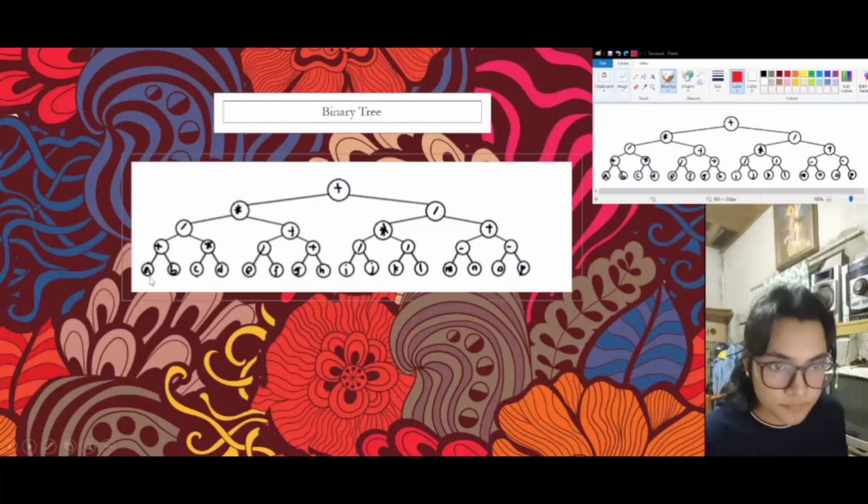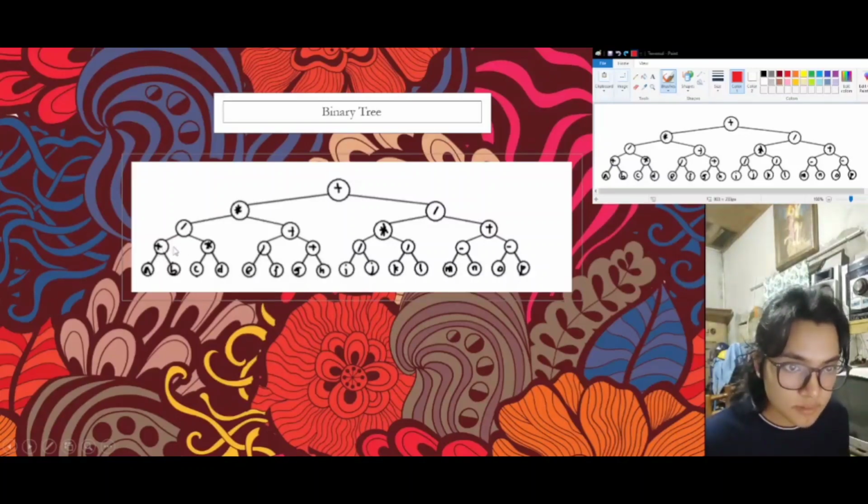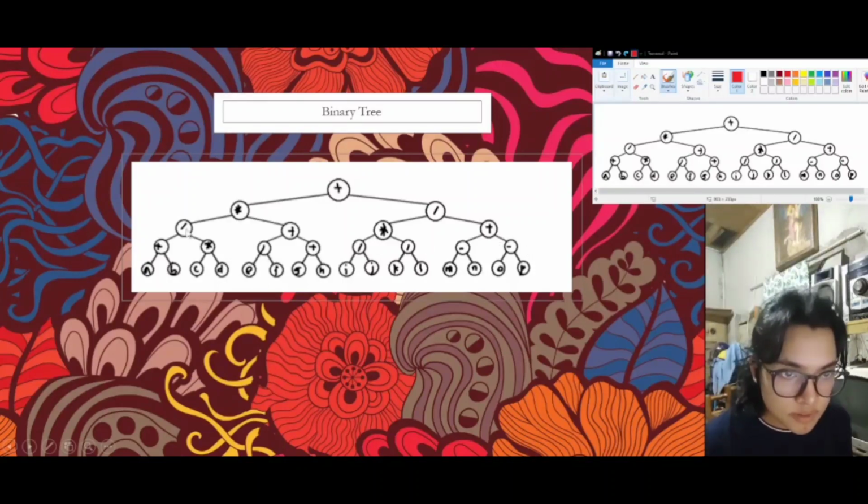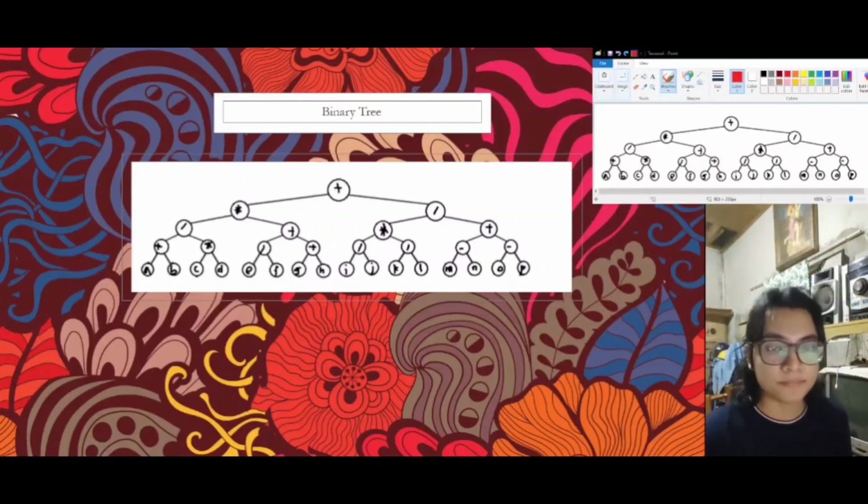So let's check. This level here has no children, so it is considered okay. This level has 2 children each, so this is okay. This level here has 2 children, so this is okay. This level has 2 children, so yes, and this level has 2 children. This means that this is considered a binary tree.